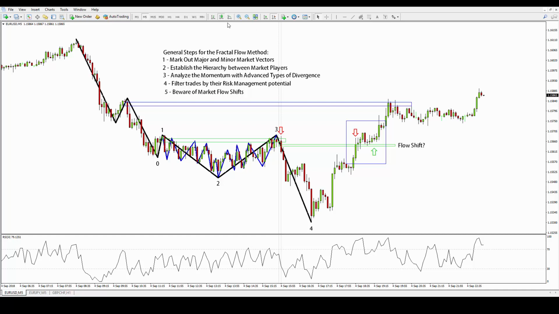The fourth step is to filter trades by their risk management attributes. That means only trading if you have a logical tight stop based on solid market structure, and enough room to produce a trade that has at least a 1:3 risk-reward ratio. There is a mathematical reason for this minimum ratio that is also explained in greater detail in the fractal flow method, but I'm not going to go into that in this video because the explanation is quite long.